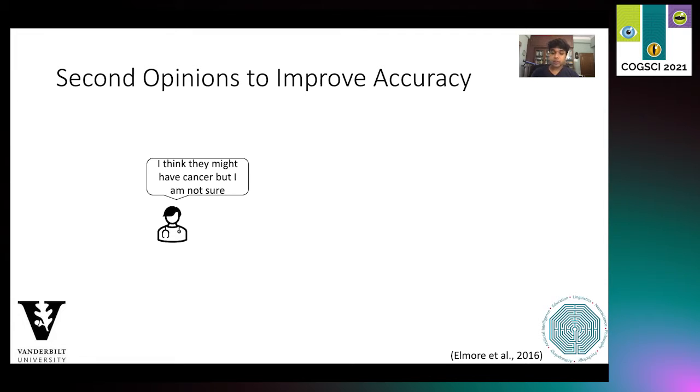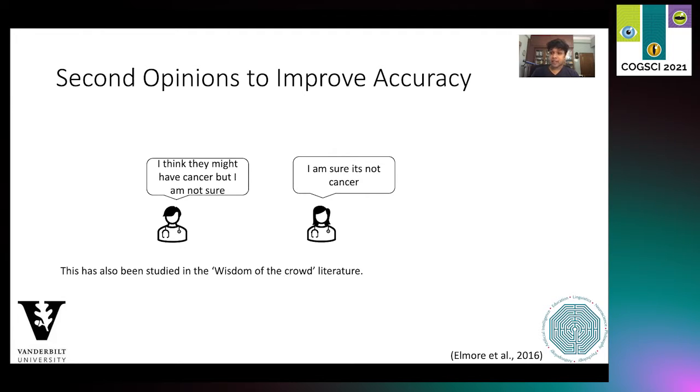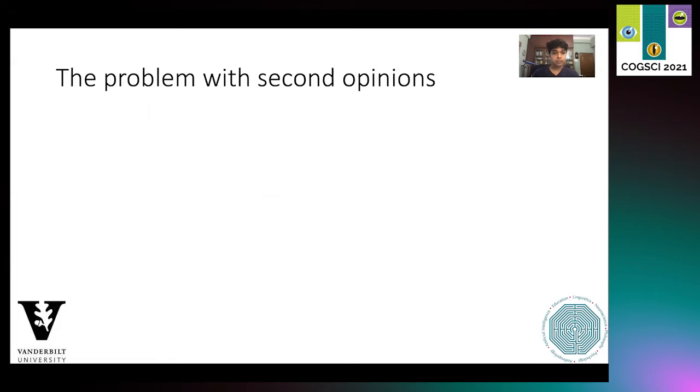So, the first doctor might tell you that you may have cancer, but they're not too sure about it. You go ask the second doctor, and the second doctor tells you that I'm sure it's not cancer, and then you go back home happy. But this thing of aggregating decisions across people is studied in the wisdom of the crowds literature. So, can we use the wisdom of the crowds literature to improve medical image decision making?